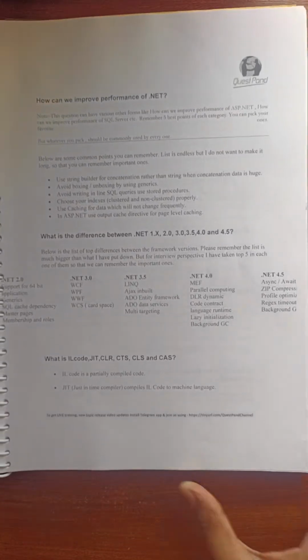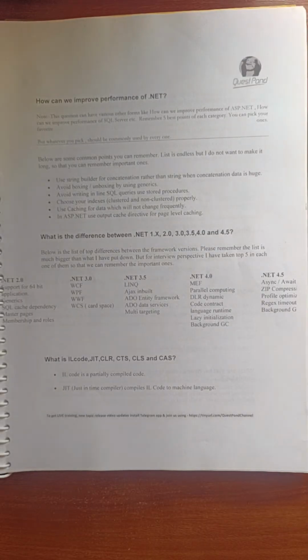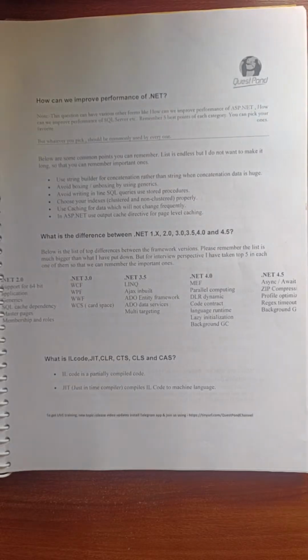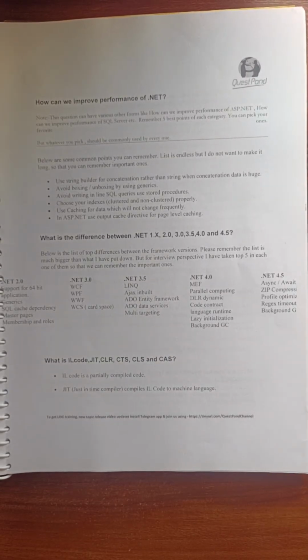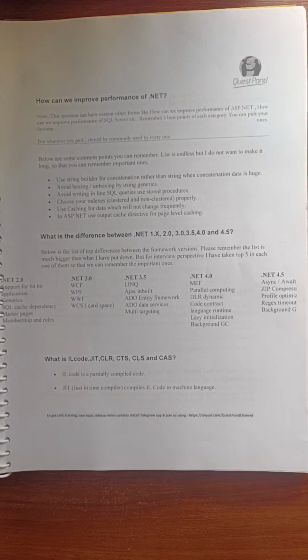The next question is, what is IL code? What is JIT, CLR, CTS, CLS, CAS? So IL code is a partially compiled code. JIT is the just-in-time compiler, which compiles the IL code to machine language.